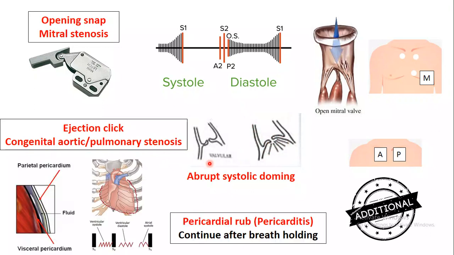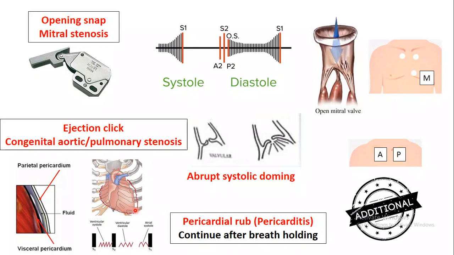Finally, what is called pericardial rub. If we put the stethoscope over the left parasternal area or the base of the heart, and we hear a friction sound, like two papers rubbing over each other, this is called pericardial rub.